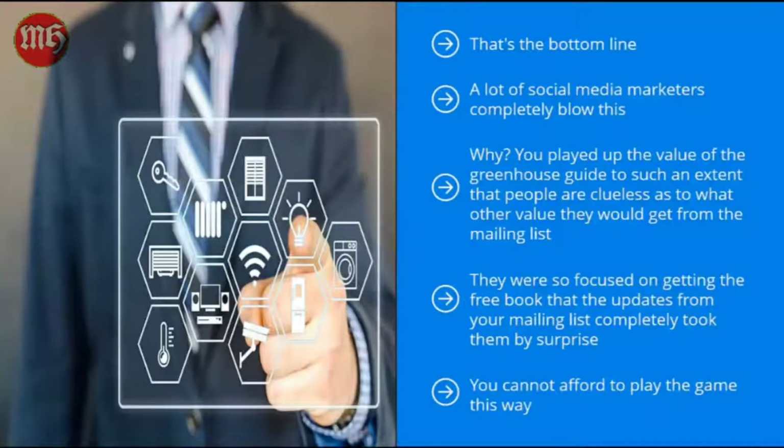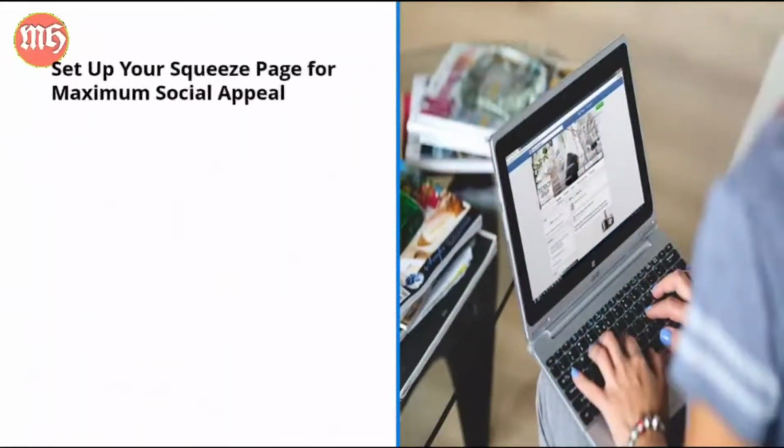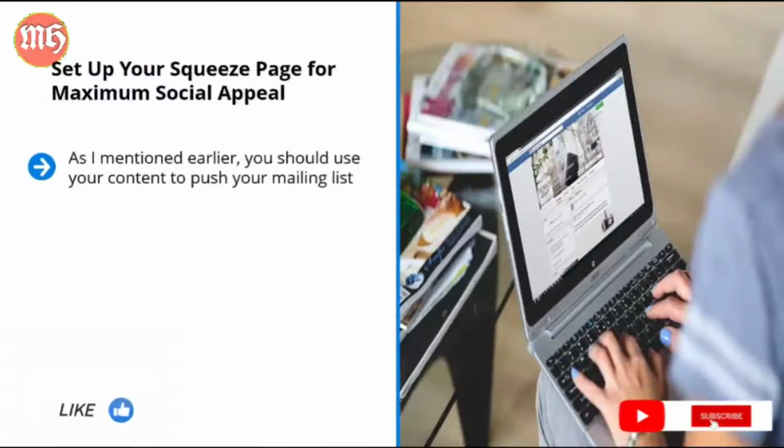You must sell the list first, but the incentive must be used to push people to make a decision. This is the proper order of priority. Anything else will fail. Set up your squeeze page for maximum social appeal. As I mentioned earlier, you should use your content to push your mailing list. You should use your content to upsell your squeeze page.